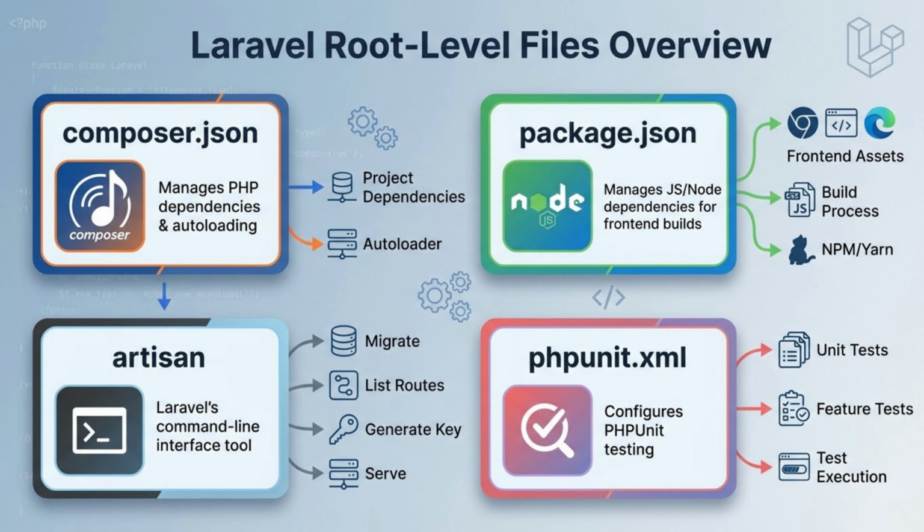Finally, the phpunit.xml file handles configuration for the PHPUnit testing environment. It defines how tests should run, which folders to scan, and how to structure both unit and feature tests. This setup ensures that your entire application can be validated through automated testing, helping catch bugs early and maintain long-term stability. Together, these root-level files form the backbone of your project's ecosystem, managing dependencies, powering commands, building front-end assets, and ensuring your application behaves exactly as expected.